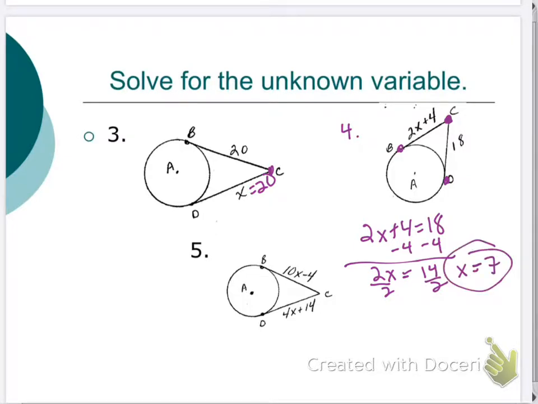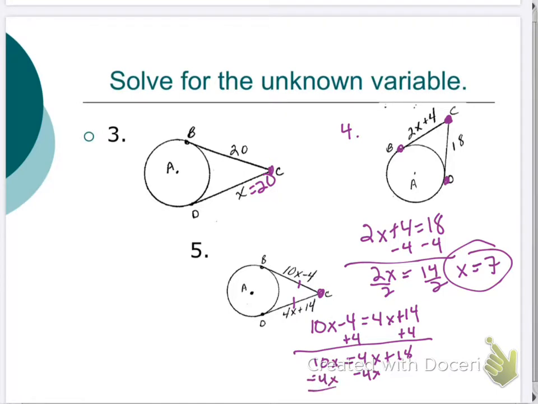Okay, our next one up, same idea. Outer point. These two have to be congruent. 10x minus 4 equals 4x plus 14. Add 4. I get 10x equals 4x plus 18. Subtract 4x. I get 6x equals 18. Write that over here. 6x equals 18. Divide by 6. X equals 3. Okay, guys, let me know how this is going if you have any questions.